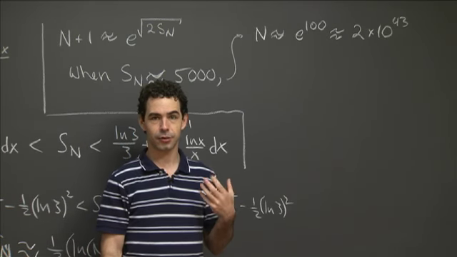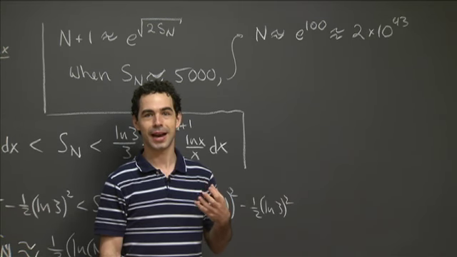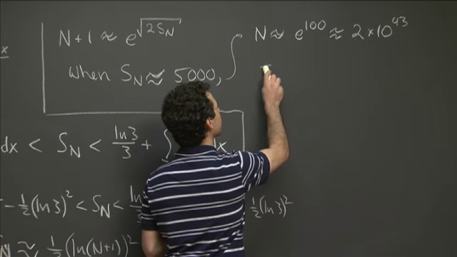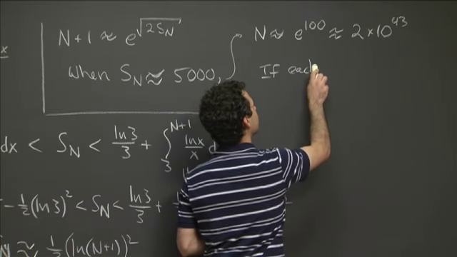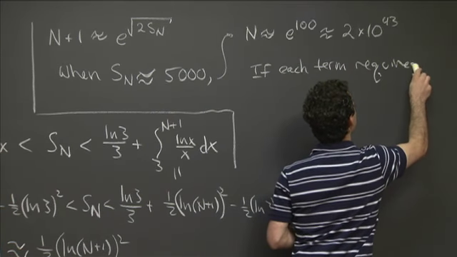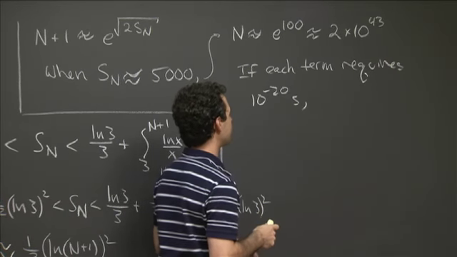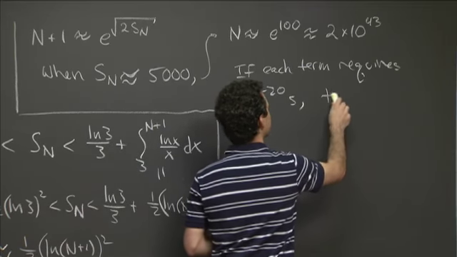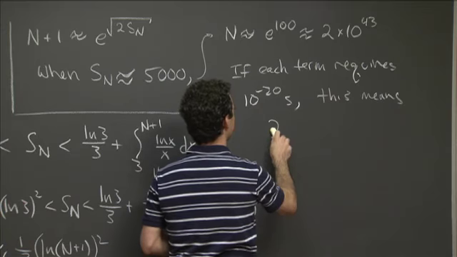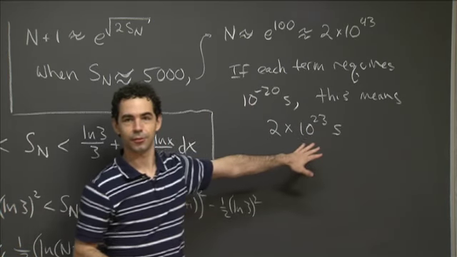Now if you remember back in our question, we were asked, on the assumption that each term takes 10 to the minus 20 seconds, how long is this going to take? So if each term requires 10 to the minus 20 seconds, this means we're dealing with 2 times 10 to the 23rd seconds. That's how long you'll have to wait.